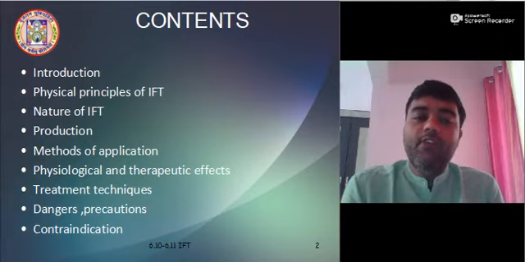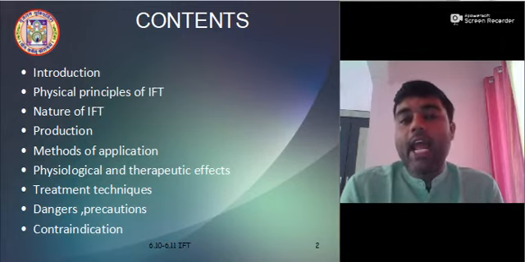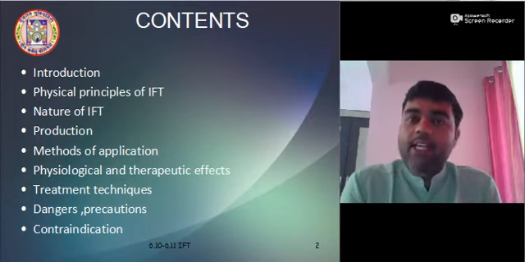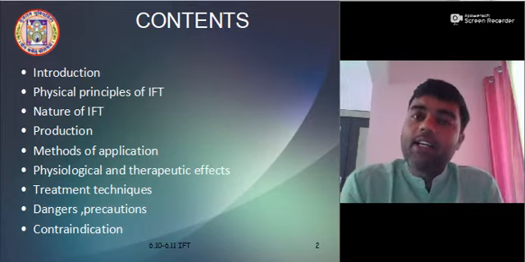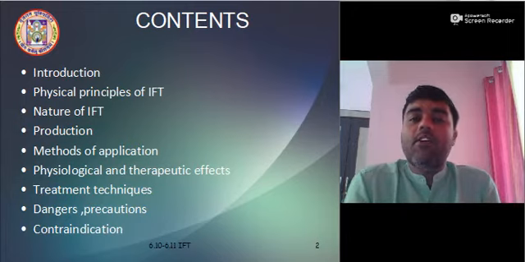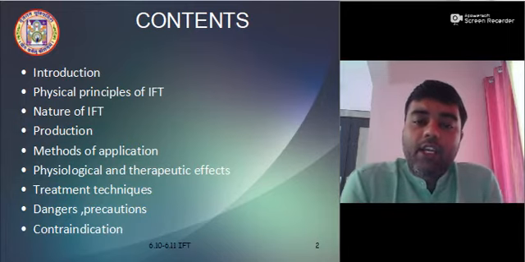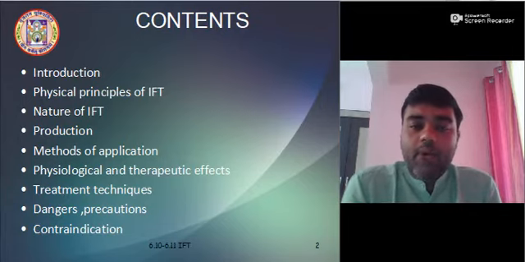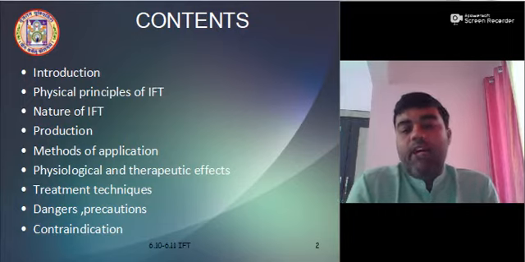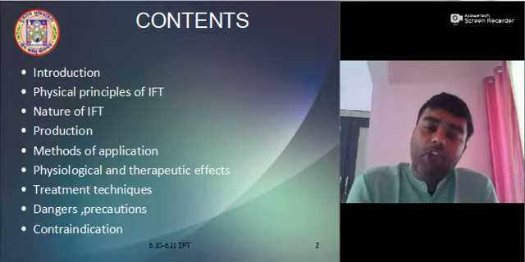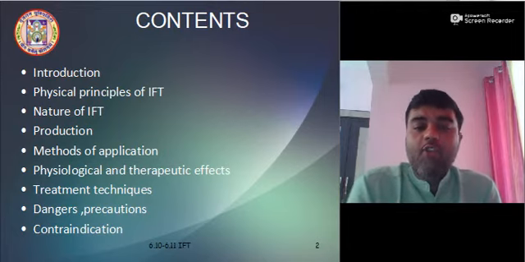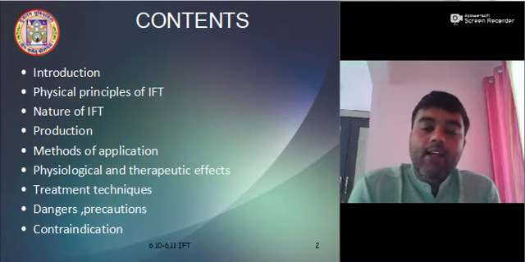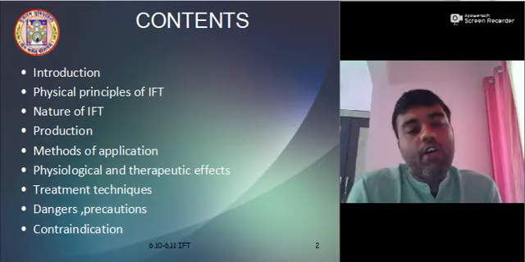Today's topic is interferential therapy, that is called IFT. It is a topic of first year biomedical physics, then second year electrotherapy 1, and in final year in some modalities of treatment. So in IFT, if we see contents, it is totally 9 topics: introduction of IFT, physical principles of IFT, nature of IFT, production of IFT, methods of application, physiological and therapeutic effect, treatment techniques, dangers and precautions, and contraindication.